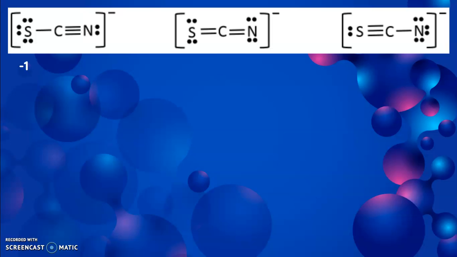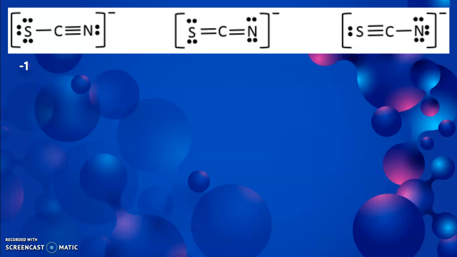Now we opened up this whole section by saying that formal charge was a way of deciphering whether or not you have a good resonance structure or a weak resonance structure. So I have three resonance structures up at the top here for the thiocyanate ion. We're going to go through and calculate the formal charges of every atom in this structure, starting here with the sulfur all the way over to the left-hand side of the screen.